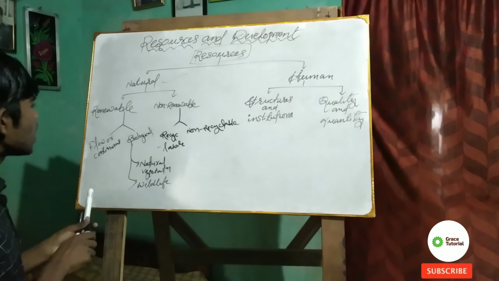Now, the abiotic resources are those resources which are composed of non-living things. For example, soil, metals, winds, etc. All these are abiotic resources which are obtained from non-living things. And we'll move on to number 2.